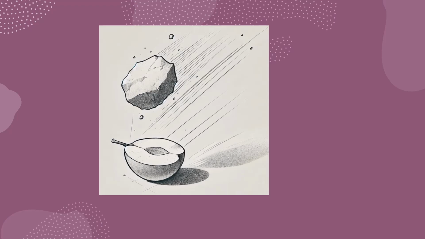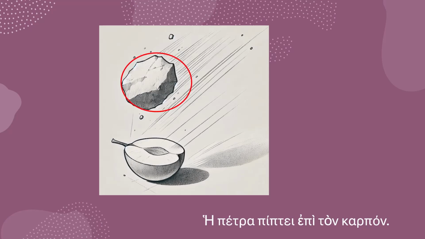And another one, again, see if you can try to guess what's in that image and maybe come up with whatever vocabulary you can remember from what we've covered so far. If you think you can put it together into a phrase or a sentence, that's also good. Or otherwise, just remembering the vocabulary is also fine without doing any conjugating. I petra pipti epi ton karpon.